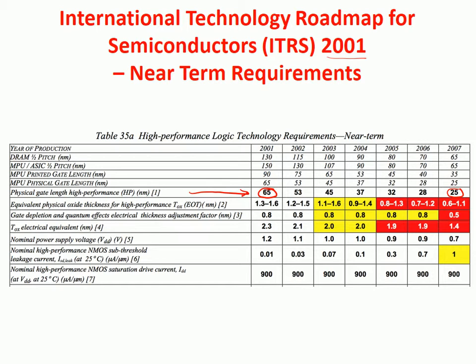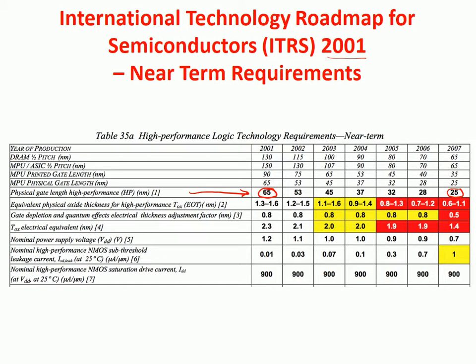Okay, these colors are important because red means we do not know how to do it. Red means we need to do it because the calculations say that we need to do it, because otherwise the power consumption is not sustainable, for example. But technologically we do not know how to do it.